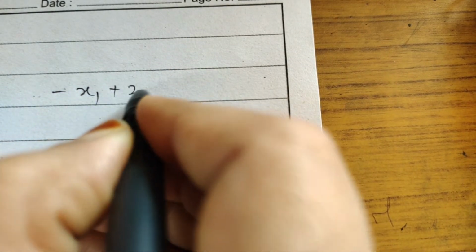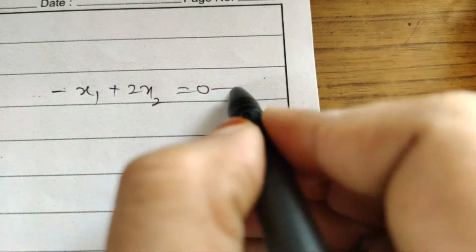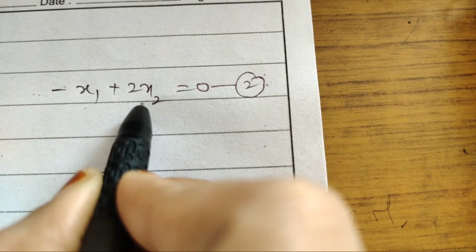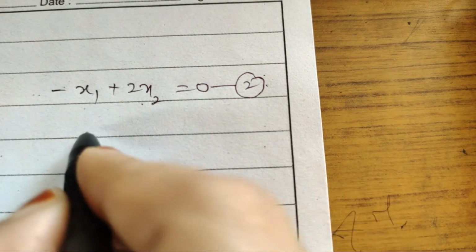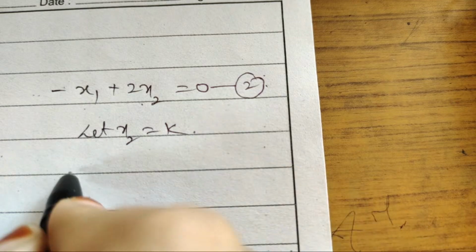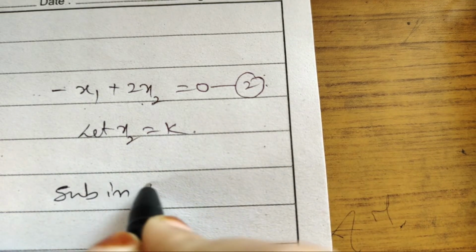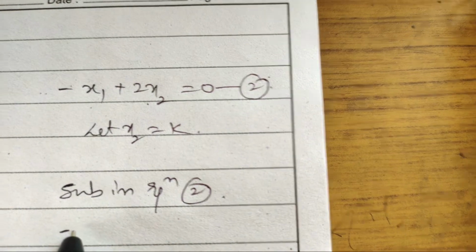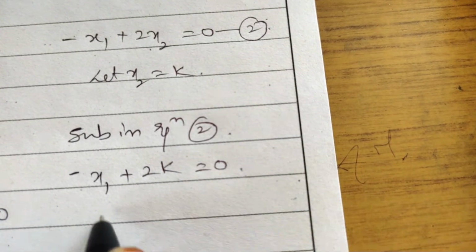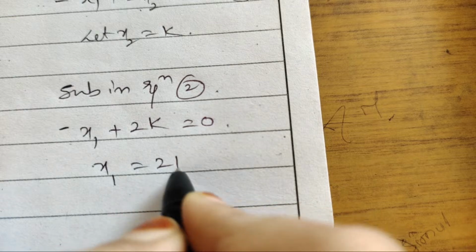The equation we got is minus x1 plus 2x2 equals 0. Call this the second equation. Now I will assign any one of the variables an arbitrary constant. So let x2 equal k. Substitute into equation 2: minus x1 plus 2k equals 0, so x1 equals 2k.